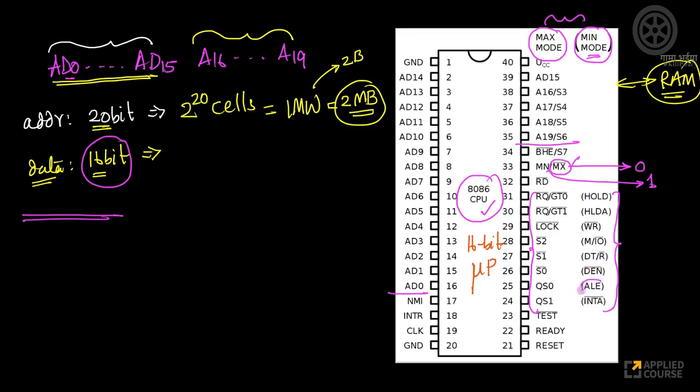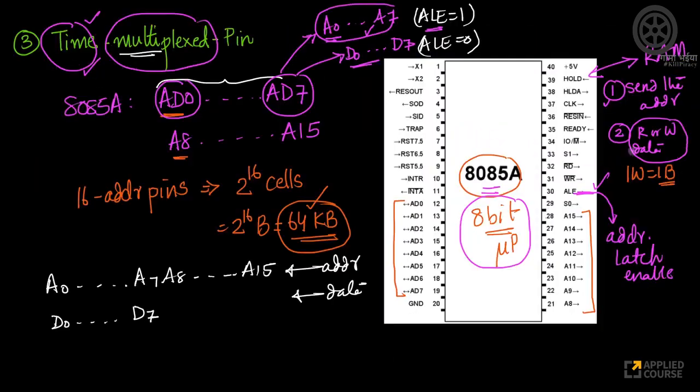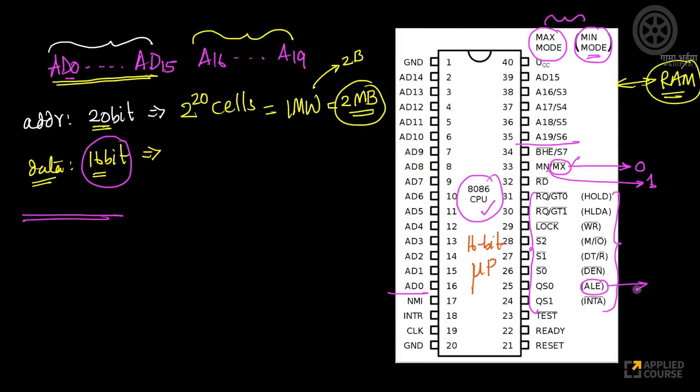Look at this. Your ALE is here. So you might wonder, where is the ALE here? Here there is a very clear ALE pin. Here there is no ALE pin. So how do I know that I'm operating in the ALE pin?